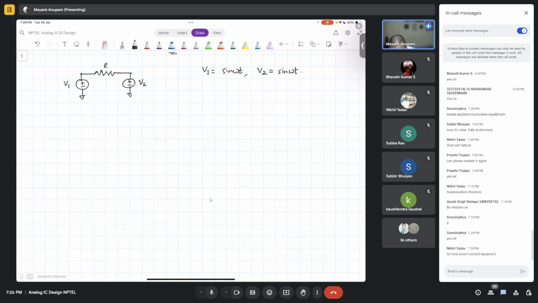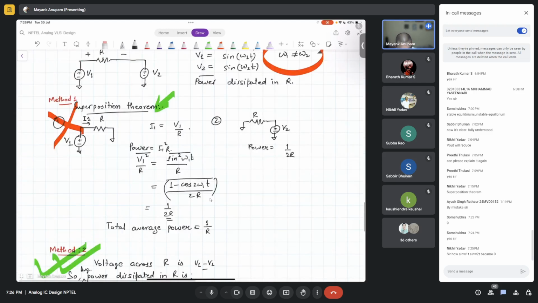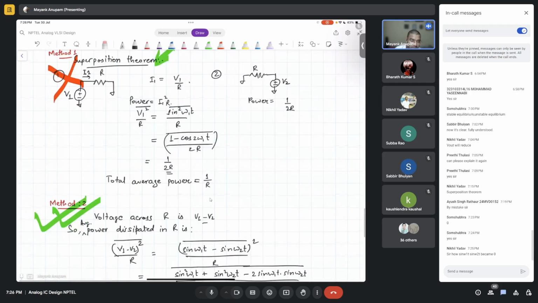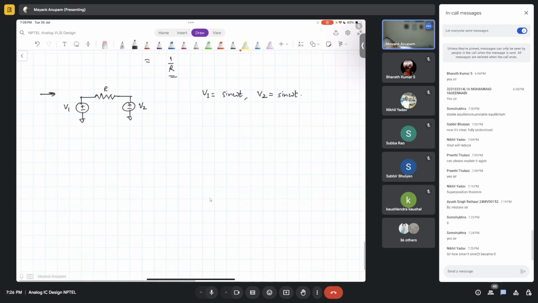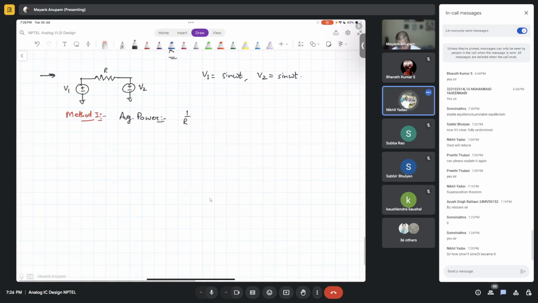Now, according to the method that you just said, Nikhil, let's call it method 1, you will again get what? According to your method, average power will become 1 over R, isn't it? Am I correct, Nikhil? Yes. Yes, right.